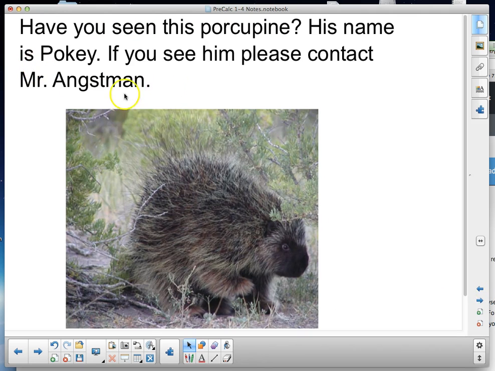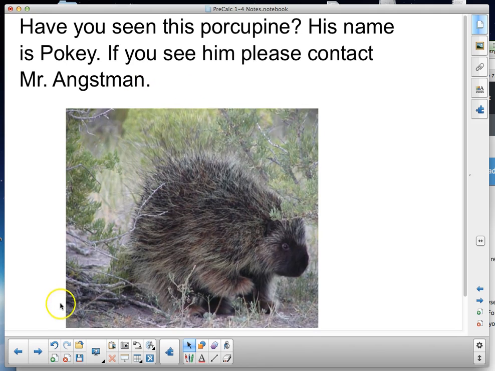Have you seen this porcupine? His name is Pokey. If you see him, please contact Mr. Anksman. Mr. Anksman is apparently missing Pokey.